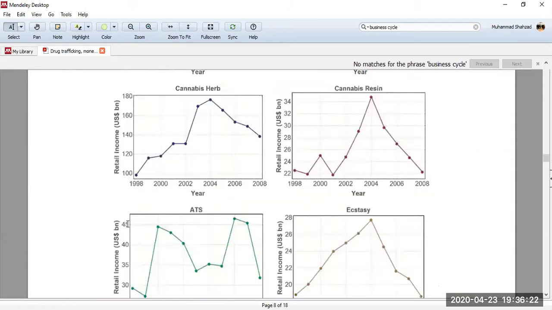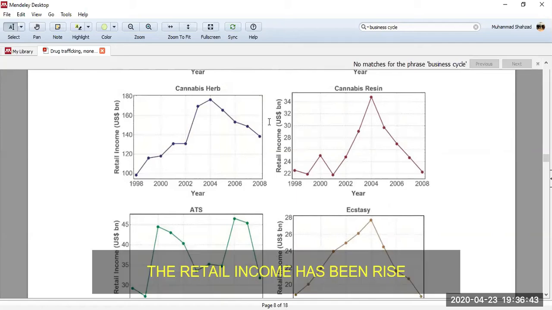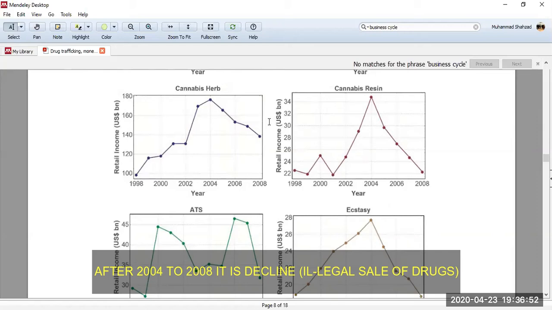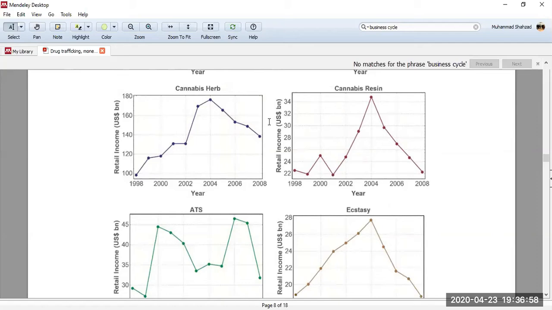The main thing is that these tables or graphs are showing you that with the passage of time, and with comparison with cannabis and then different kinds of drugs, ATS and ecstasy, they found a similar pattern: from 1998 to around 2004, the retail income rose, but after 2004 to 2008, it is in decline. So it means that the money generated from illegal drugs is on the decline.